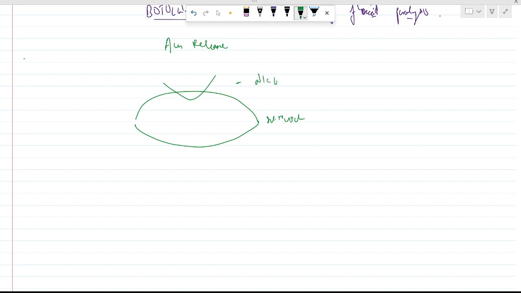So there is finally acetylcholine release. Now this acetylcholine has receptors here in the skeletal muscle. This is our skeletal muscle. This is called our nicotinic acetylcholine receptor. There are two types of acetylcholine receptors, nicotinic and muscarinic. So this is a nicotinic acetylcholine receptor.